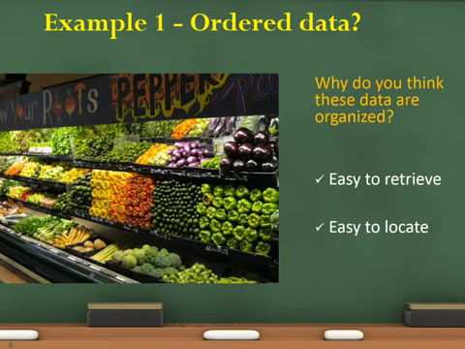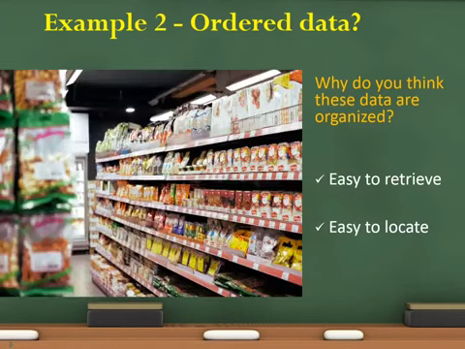Each data structure has a way to organize the data into the memory of the computer, and also it has a way to retrieve the data from the computer very fast. This is a second example of ordered data.